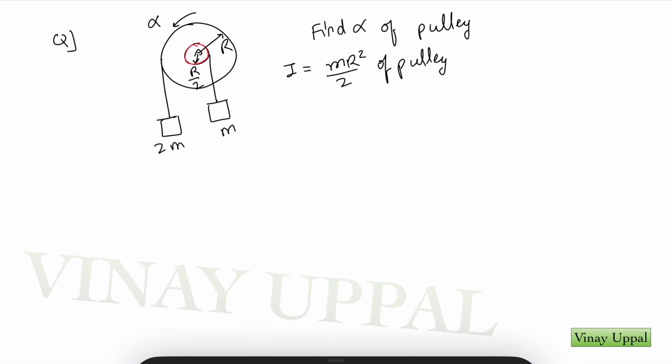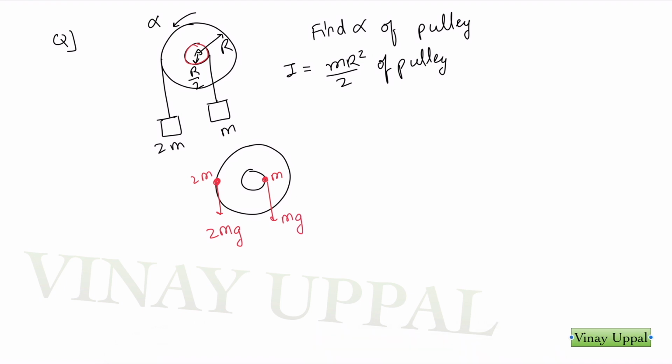Okay, so hope you've given it a try. So let me show how we can solve this question using the short method. What I'm going to do is once again stick the two blocks onto the edge of the pulley. So I'll have a 2m here and then m here, and the forces will be 2mg and mg.